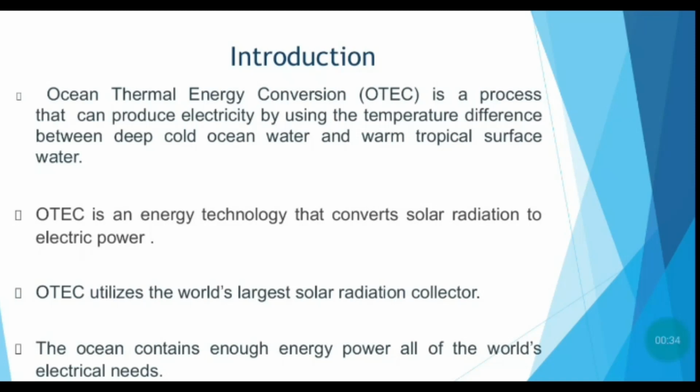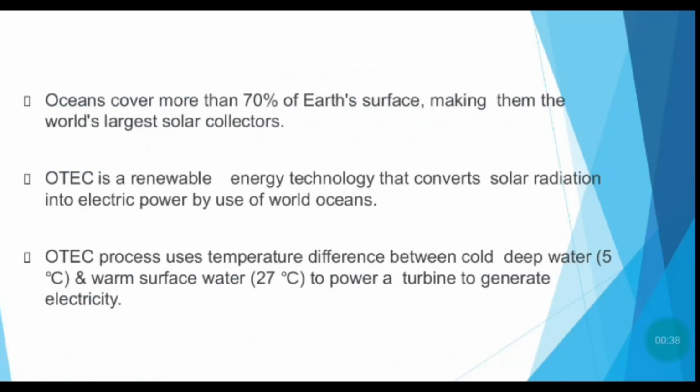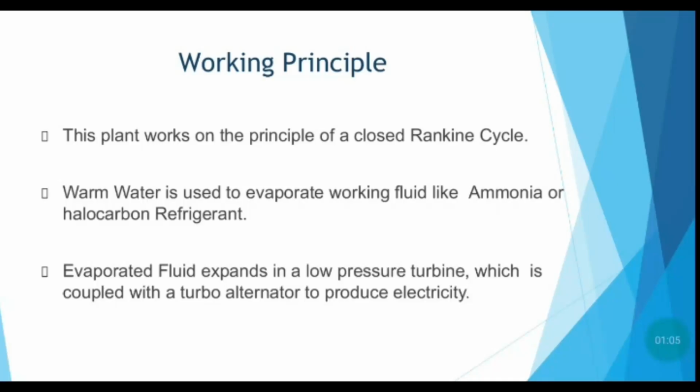The ocean contains enough energy to power all of the world's electrical needs. Oceans cover more than 70% of Earth's surface, making them the world's largest solar collectors. OTEC is a renewable energy technology that converts solar radiation into electric power by use of world oceans. The OTEC process uses the temperature difference between cold deep water and warm surface water to power a turbine to generate electricity.